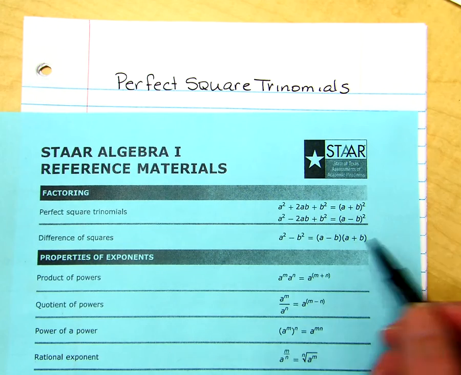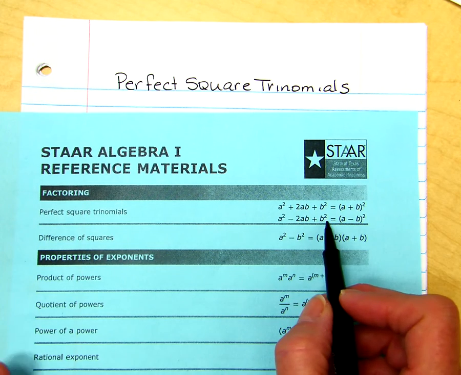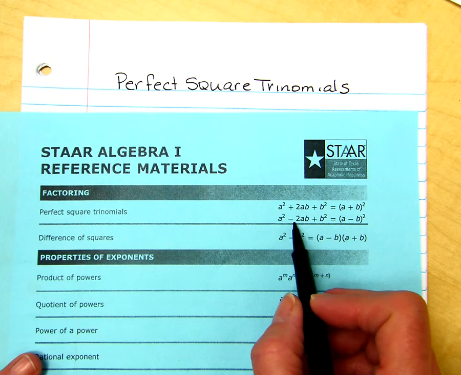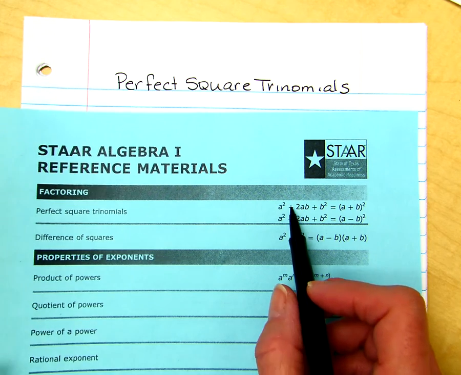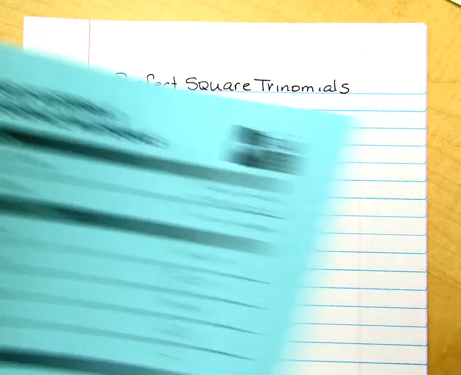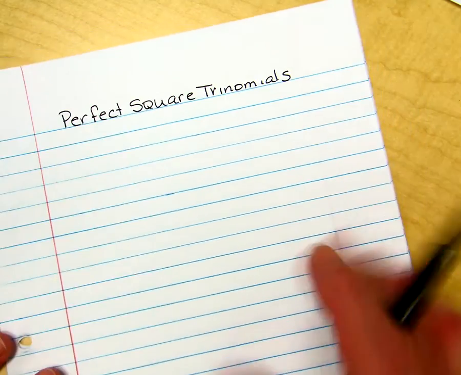If they're being subtracted, then we have this perfect square trinomial where the middle term is a minus, whereas if they're being added it's a plus. So let's look at what that looks like.